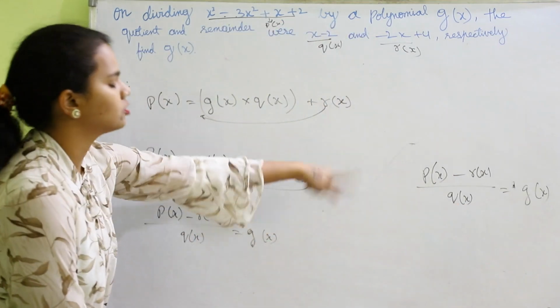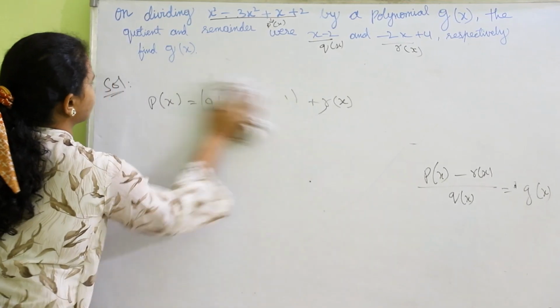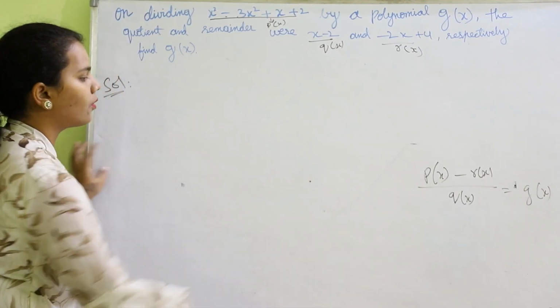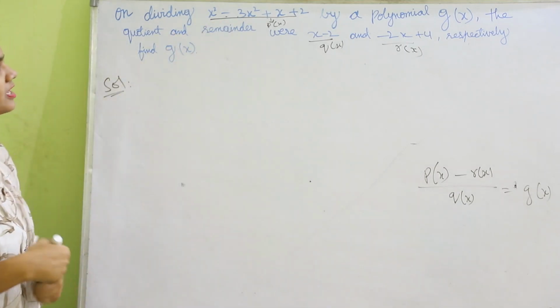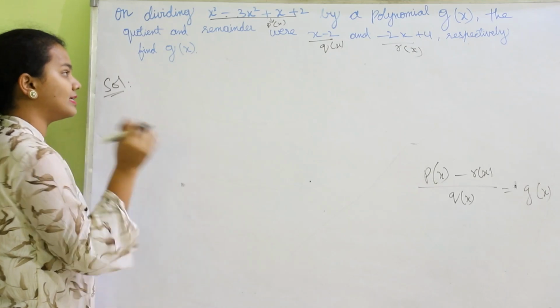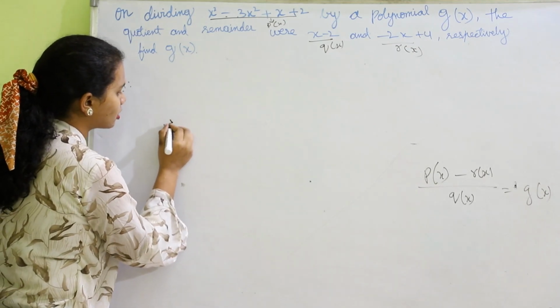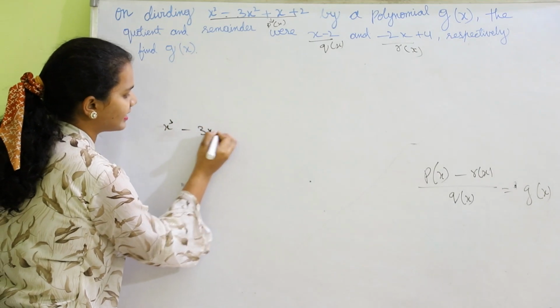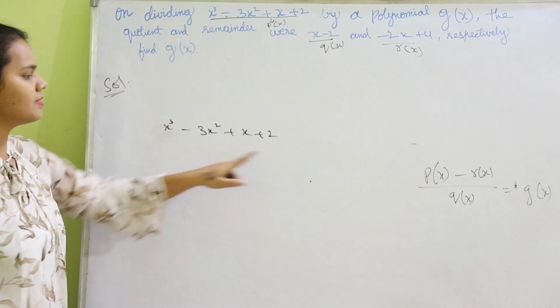Now substitute those values in the given one. Now here, what is the p of x value? Look over here, we got this value, where the p of x value is already given. They have already mentioned it: p of x value is x cube minus 3x square plus x plus 2, right? So this is the p of x value.